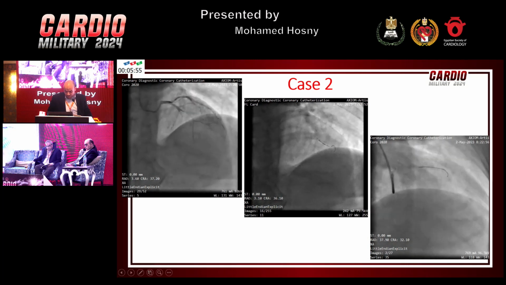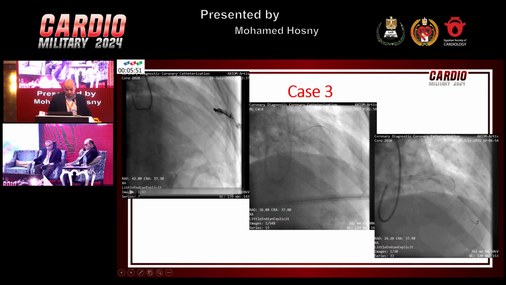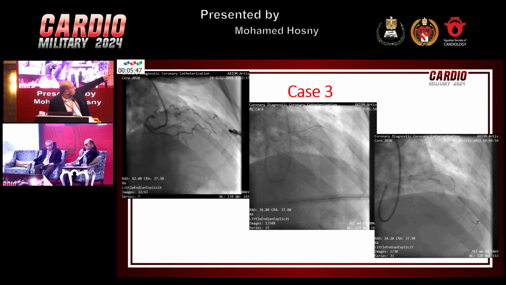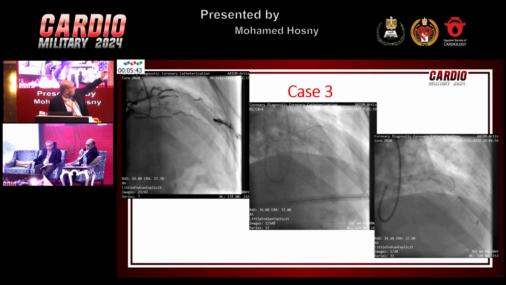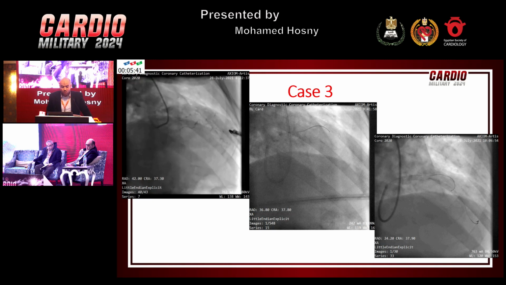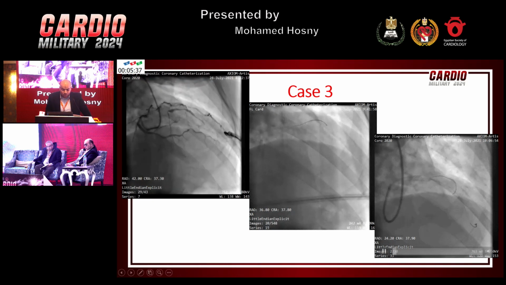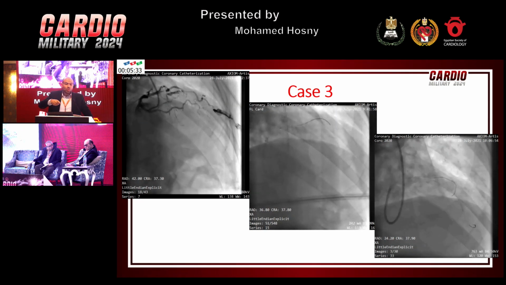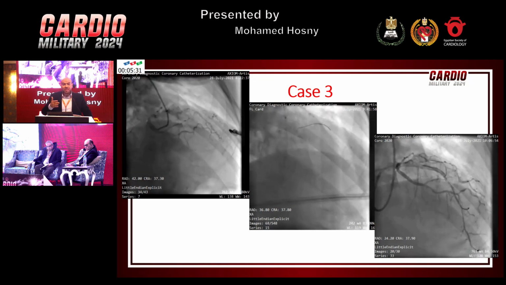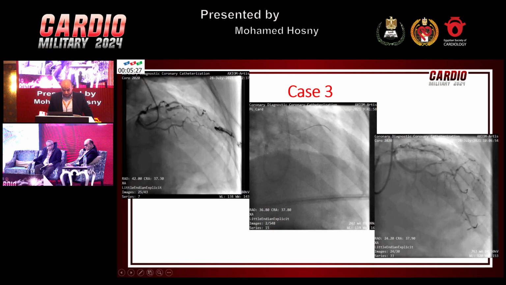The third case was a very difficult situation in which we have a very tight lesion involving the mid-LAD and the diagonal branch, and also the dual lumen microcatheter succeeded in making our life easy. We can negotiate and we can do a lot of wiring techniques, but the results may not be satisfactory for the patient and for us.